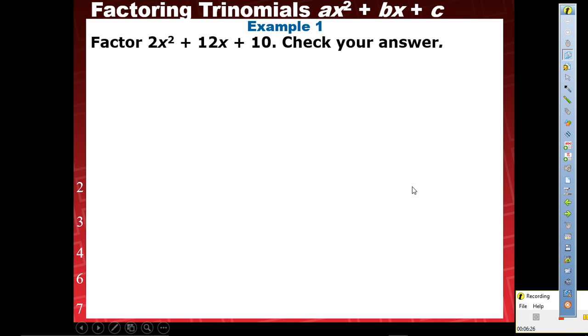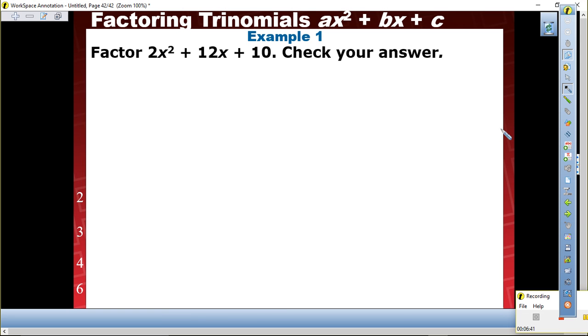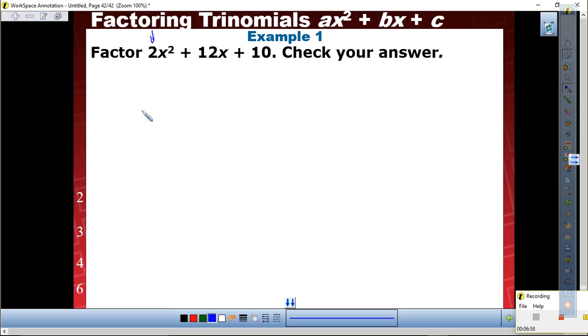Here we go. Copy this down. Example number 1: factor 2x squared plus 12x plus 10, and check your answer. Just copy that, and I'm going to go over the step really quick, and then you fill in the first step, and then you finish the work. Okay? All right, here we go. Writing utensils down, look up, please. If you notice, now we have a leading coefficient greater than 1. Who notices that? Yes, right? Okay? So therefore, the first thing I do is this.